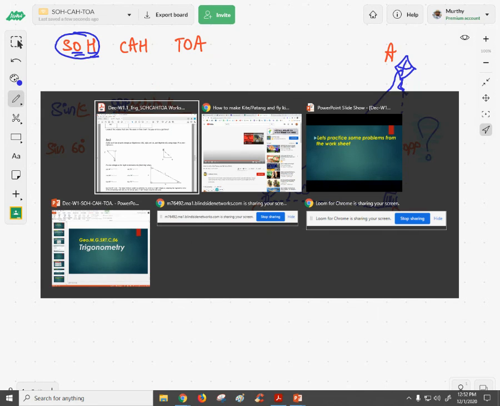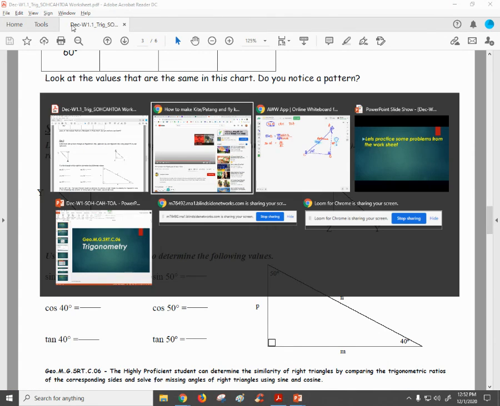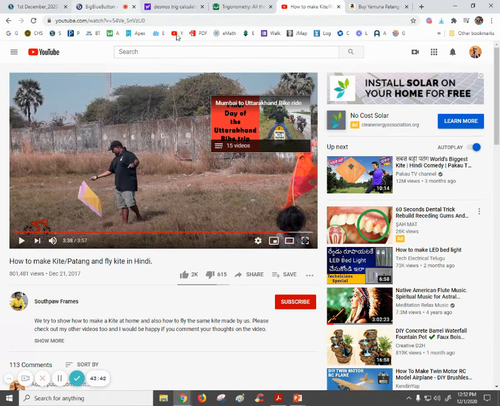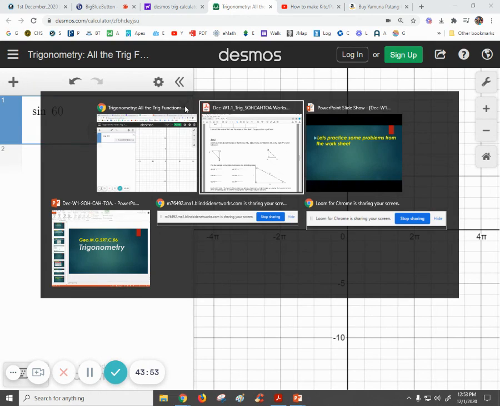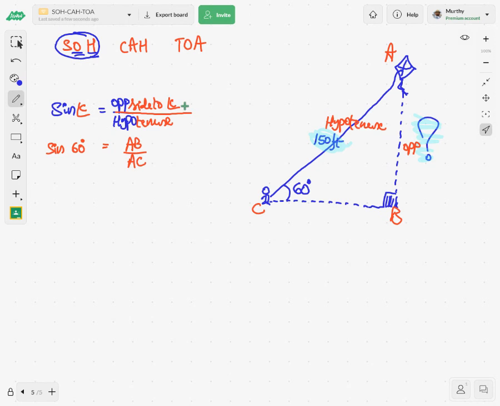Let me go to my Desmos calculator. Where is my Desmos calculator? Oops, Desmos, I lost it. Yeah, here it is. So it is sine 60. Let me type sin 60. It is giving me 0.866. Therefore, let me write it.